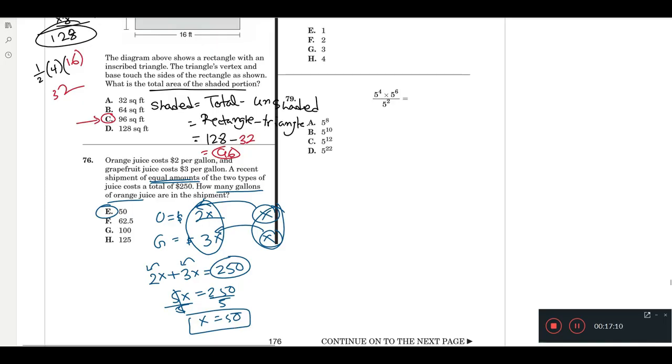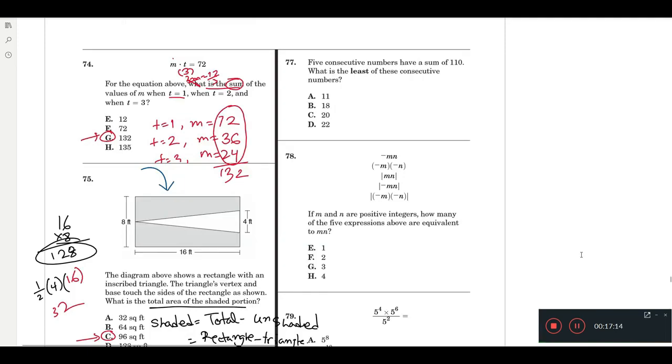Guys, I want you to try this question on your own. Again, just try it, see how to deal with it. Number 77. Five consecutive numbers have a sum of 110. What is the least of these consecutive numbers?